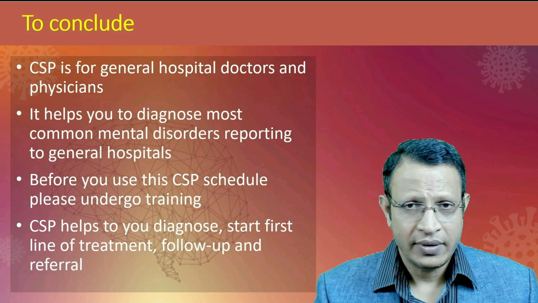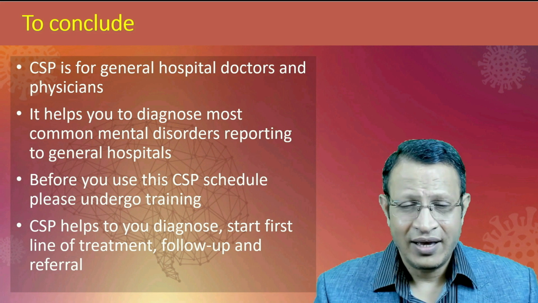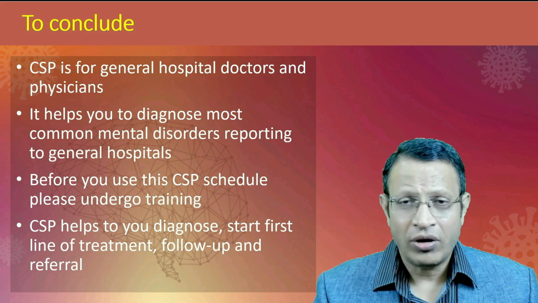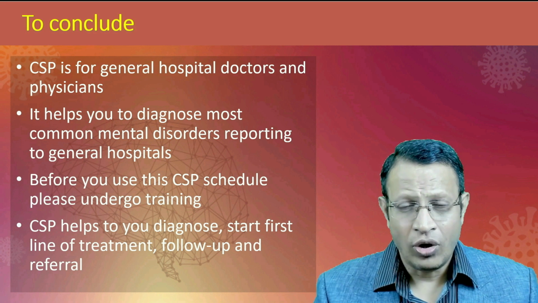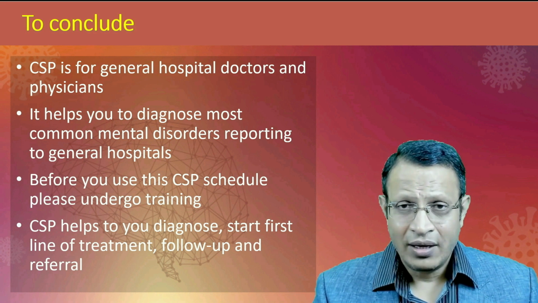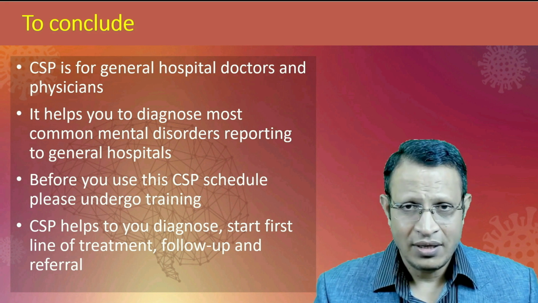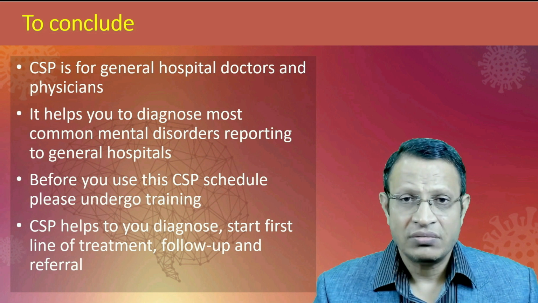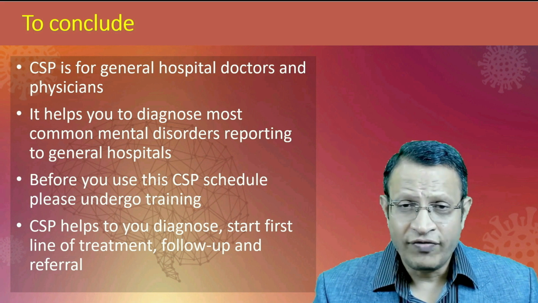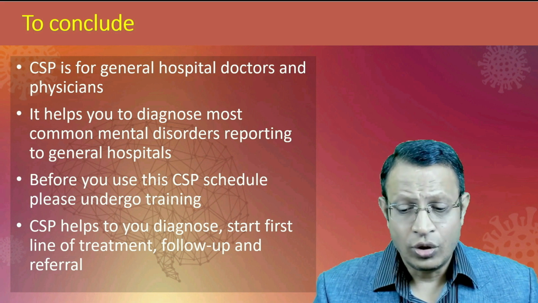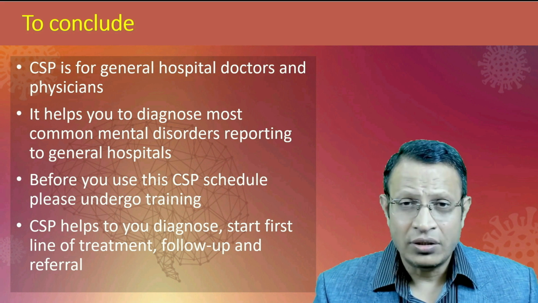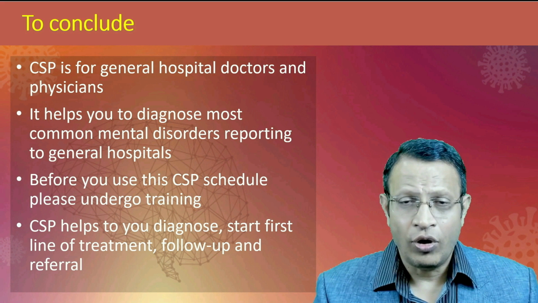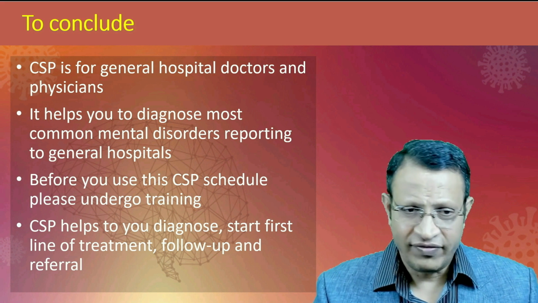To conclude, the clinical schedule for primary care psychiatry is for general doctors, primary care doctors, family physicians, and any doctors who are doing private practice, where 30 to 40% of the patients who present to them have a psychiatric diagnosis. Many a time, these diagnoses are under-diagnosed. Invariably, they have never been diagnosed. They have been given wrong treatment. The clinical schedule for primary care psychiatry helps to diagnose this condition, helps the doctor to give appropriate treatment, appropriate follow-up, and at the same time gives guidelines for referral.